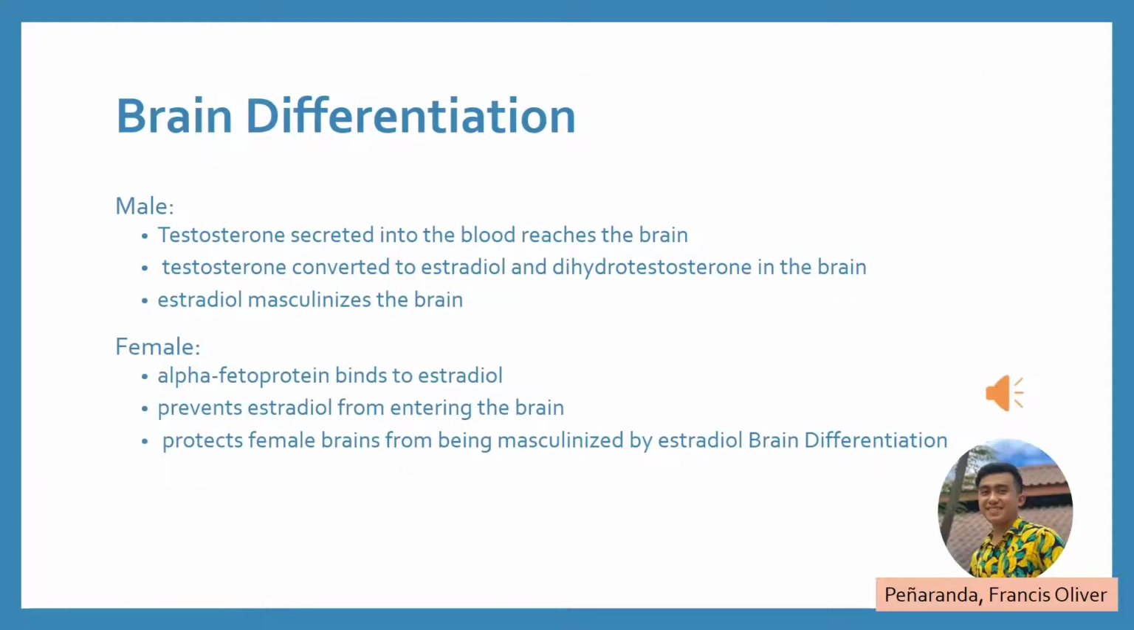Brain differentiation. For male, testosterone secreted into the blood reaches the brain. Testosterone is converted to estradiol and dihydrotestosterone in the brain. Estradiol masculinizes the brain. For female, alpha-fetoprotein binds to estradiol, preventing estradiol from entering the brain, and protects female brains from being masculinized by estradiol brain differentiation.